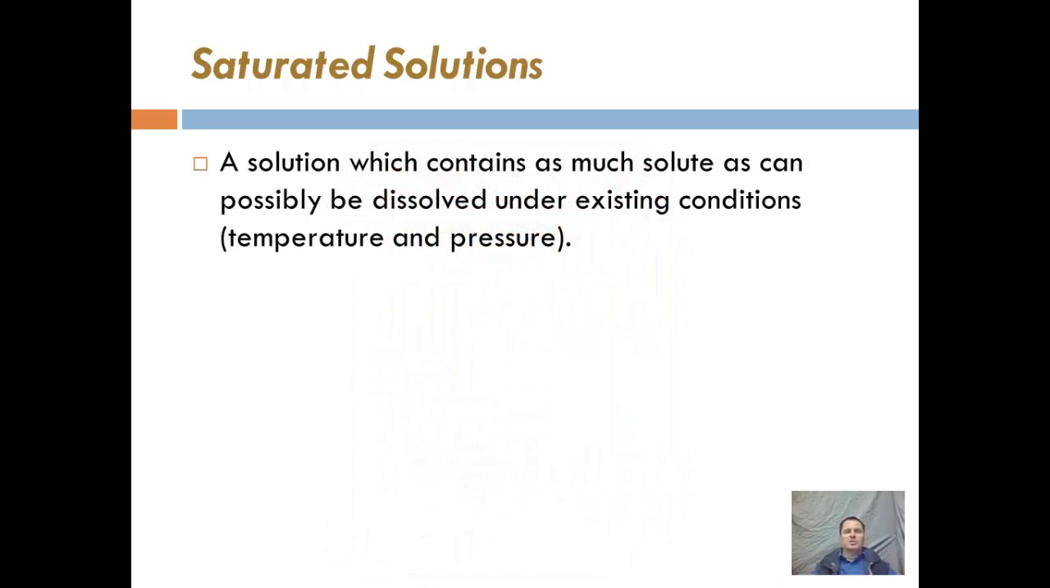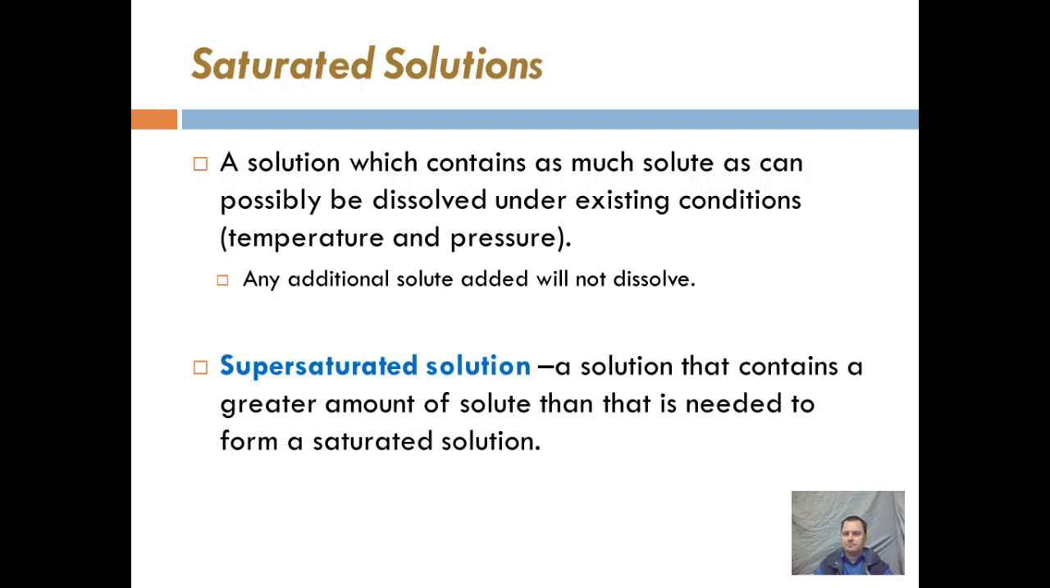A saturated solution is a solution which contains as much solute as can possibly dissolve under the existing conditions, being temperature and pressure. If we change temperature and pressure, we can change that. But under the current conditions, it's kind of maxed out. That's why no matter how much you stirred, you couldn't get any more of that sugar to go in. So any more solute, any more sugar you put in will not be dissolved. It just kind of clumps up on the bottom there.